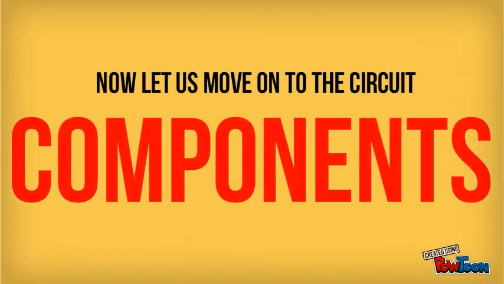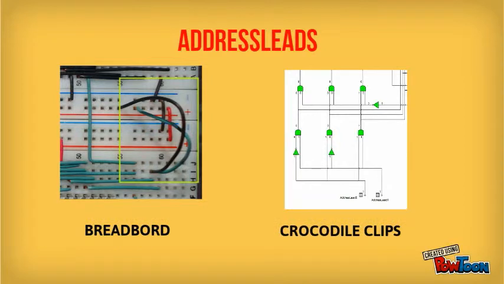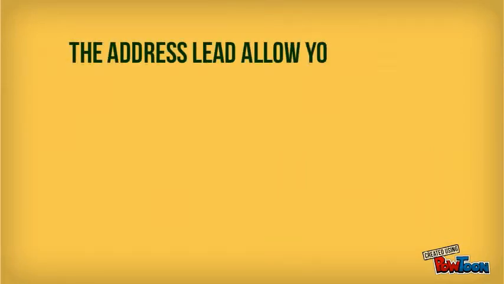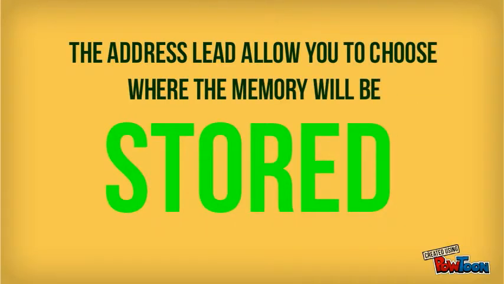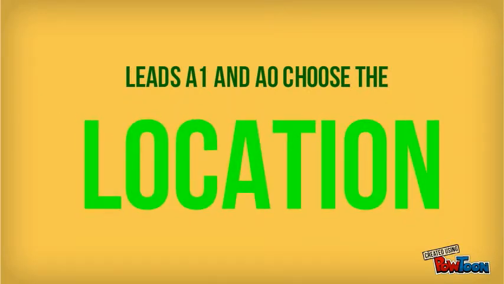Now let's move on to the individual components that make the circuit work. First, we have the 2 address leads. In the 2 pictures, you can see the breadboard version and the schematic version of the address leads. A number can be stored in one of the 3 memory locations, which are the 3 AND gates. The address leads A1 and A0 determine which location is chosen.